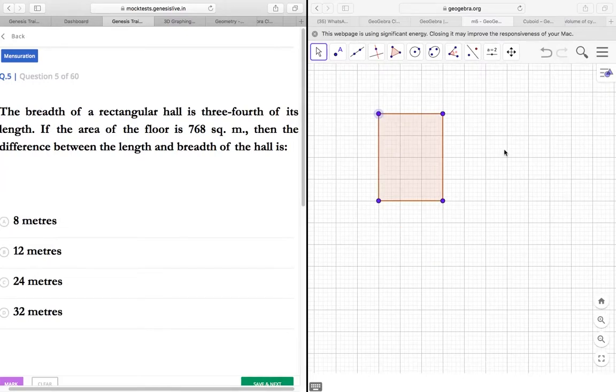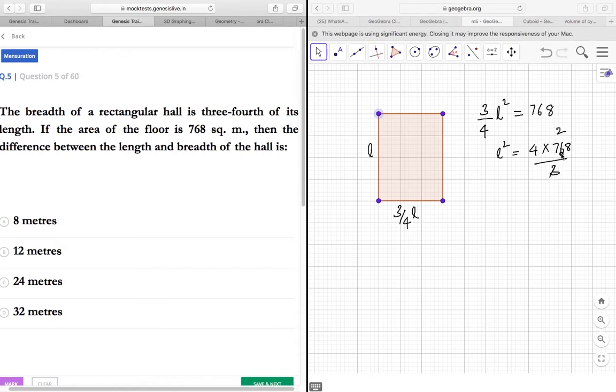Next one. The breadth of a rectangular hall is 3/4 of its length. Let's say this is the length, then the breadth is 3/4 of its length. The area of this floor is 768 square meters. So area is nothing but length into breadth in a rectangle. So it is 3/4 into L² must be equal to what? 768. So L² is equal to 4 into 768 by 3.